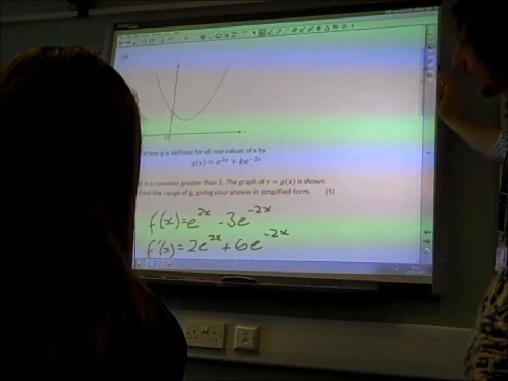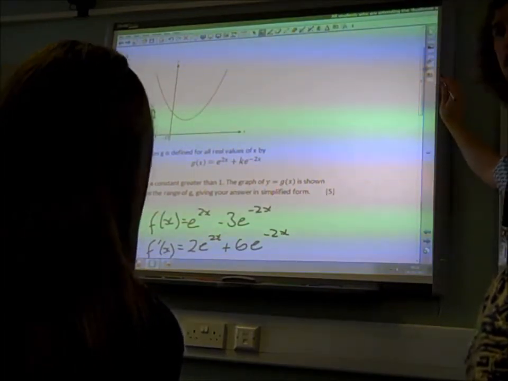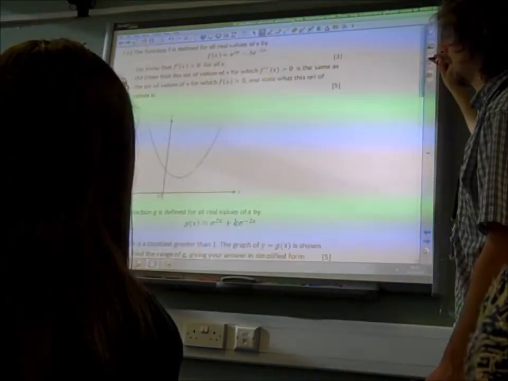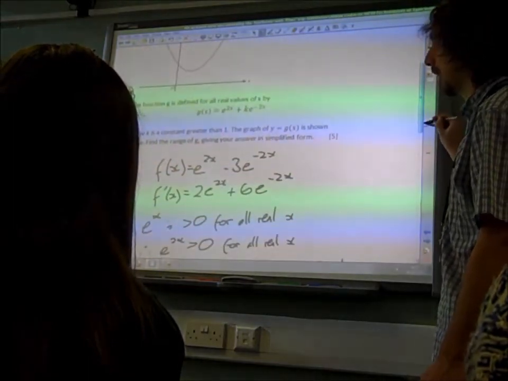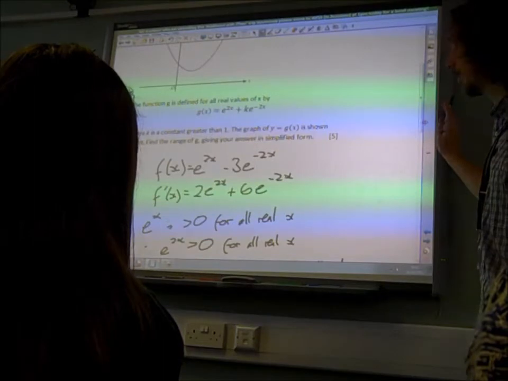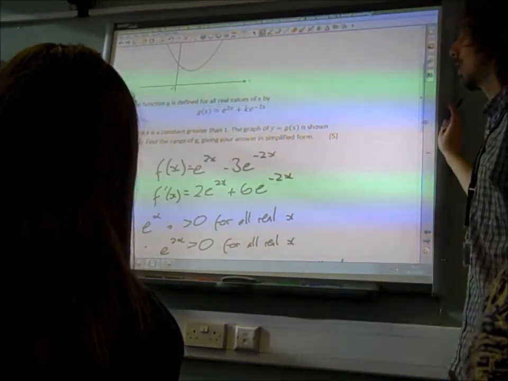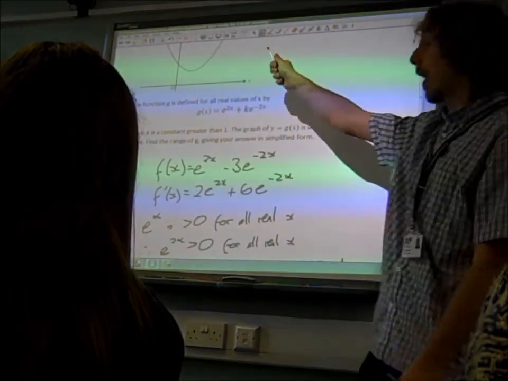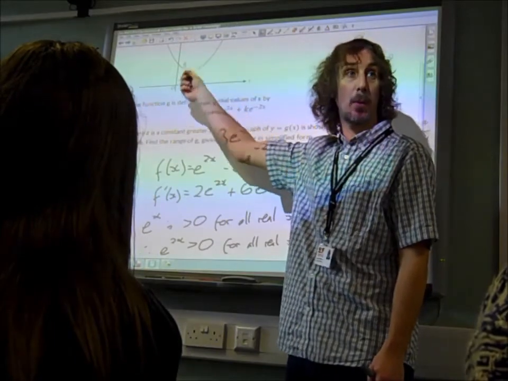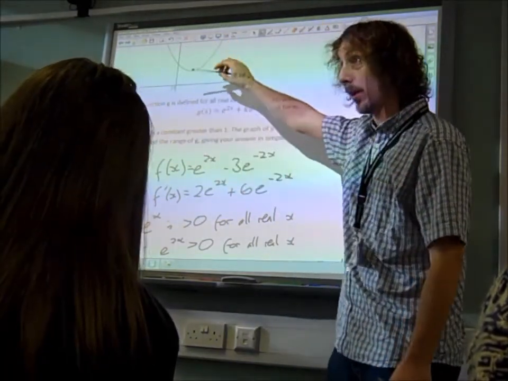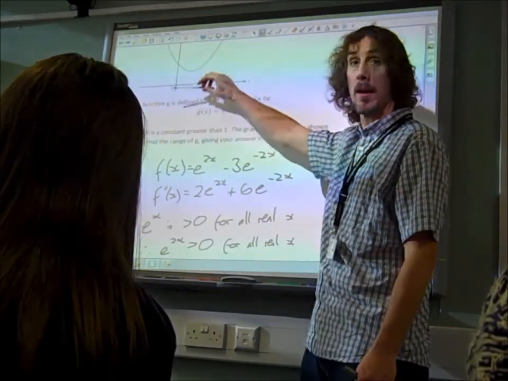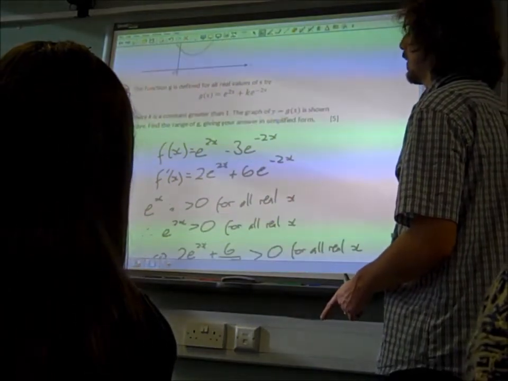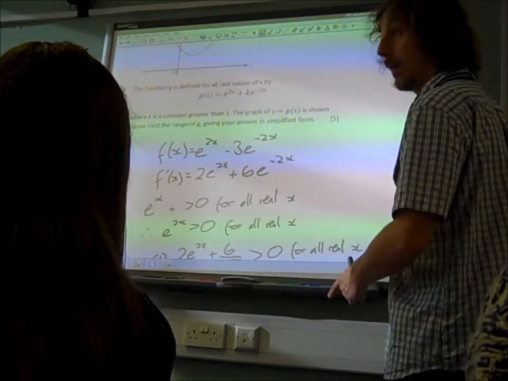We've now got the function g defined for all real values of x by that, which is similar, isn't it? All that's happened is that instead of the minus 3 we had up there, we've now got a plus k, where k is a constant greater than 1. The graph of y equals g of x is shown above. Find the range of it. Well, if that's the graph, then that would suggest that we have a turning point, and if we can find the y-coordinate of the turning point, that gives us our range, doesn't it?